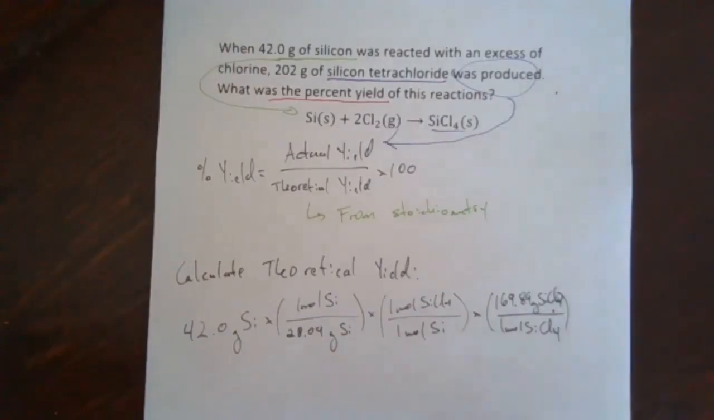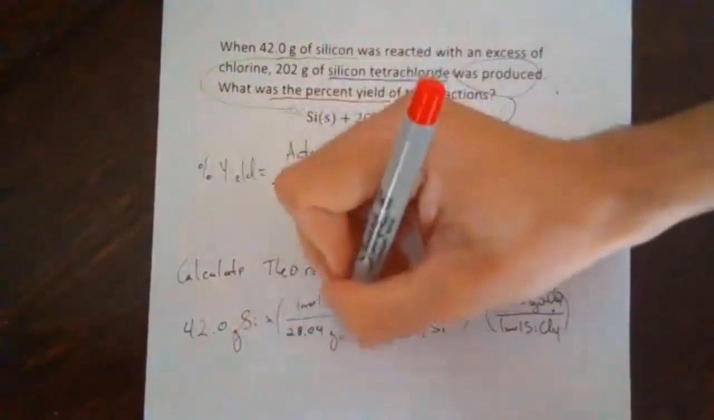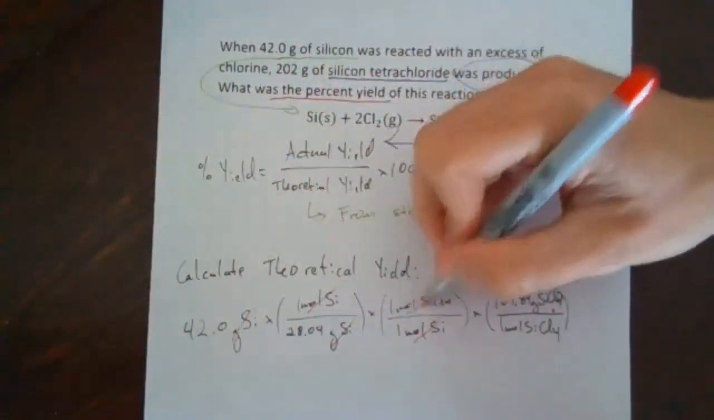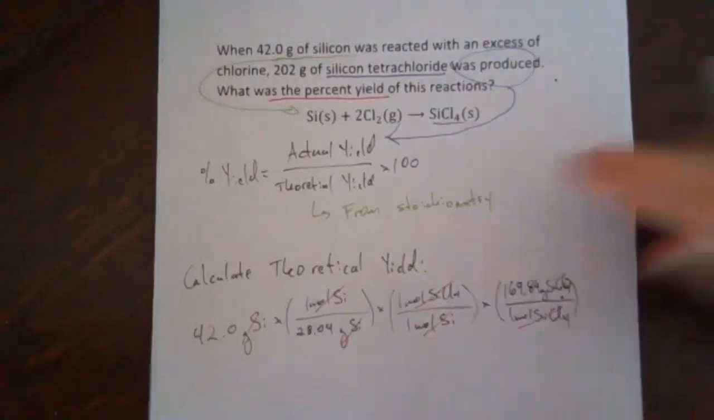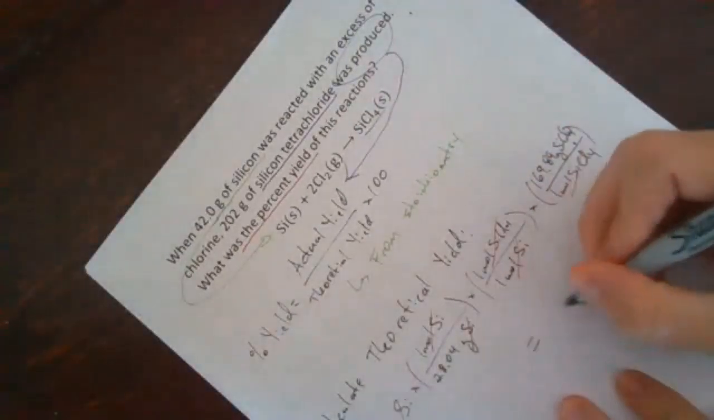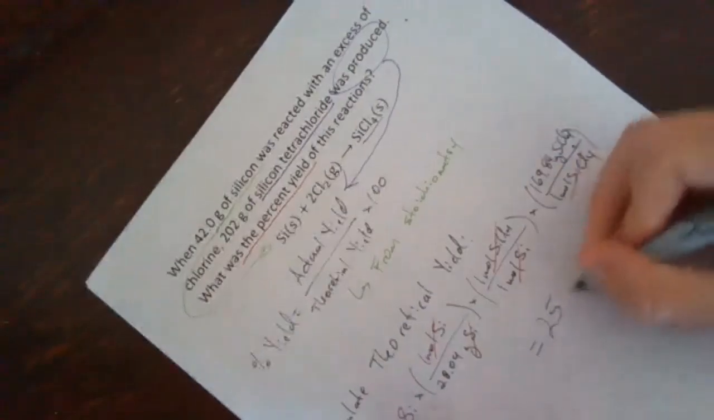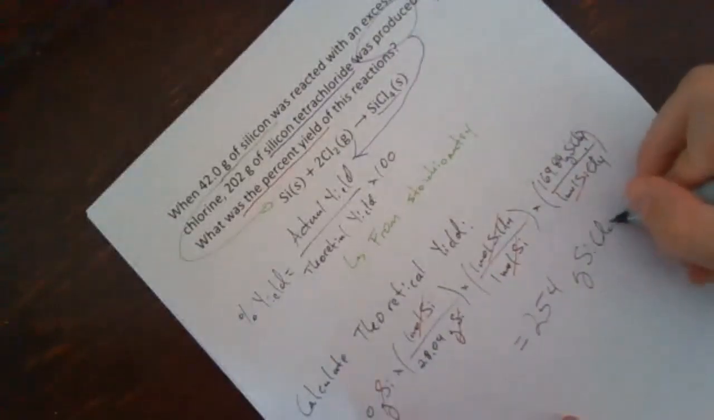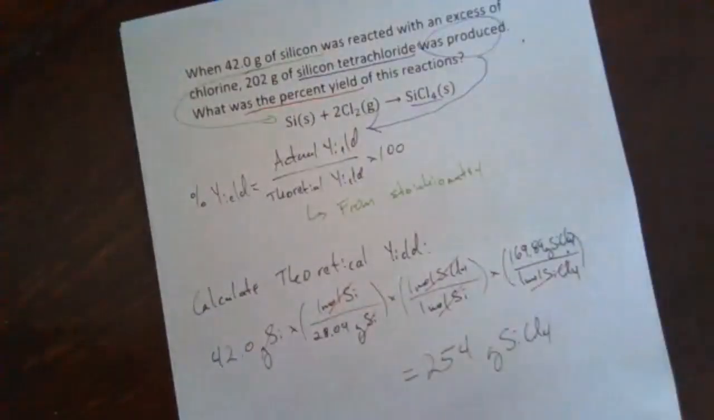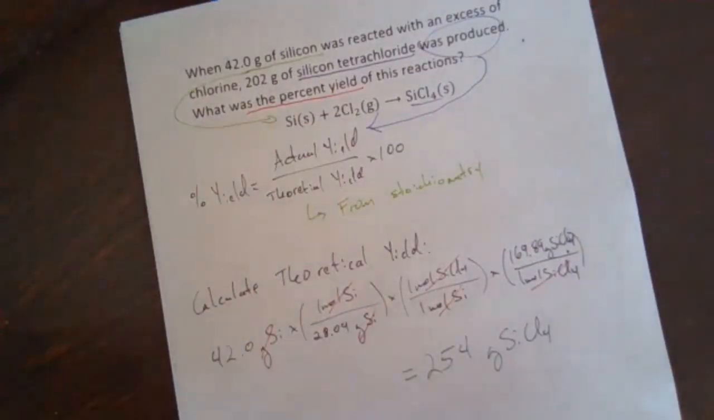But with that in mind, we need to do some calculations. So the grams of Si cancels right there. Moles of Si, moles of Si, moles of SiCl4, moles of SiCl4. And what we get out of this, when we put it all together, is 3 sig figs, 254 grams of SiCl4. And that is going to be my theoretical yield.